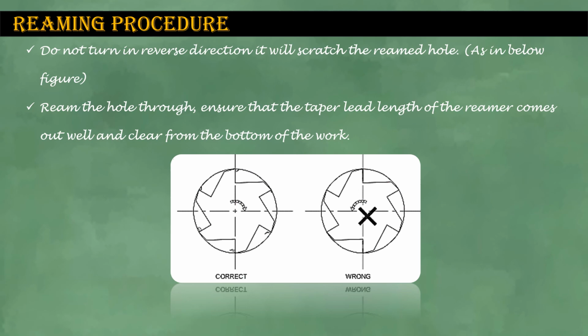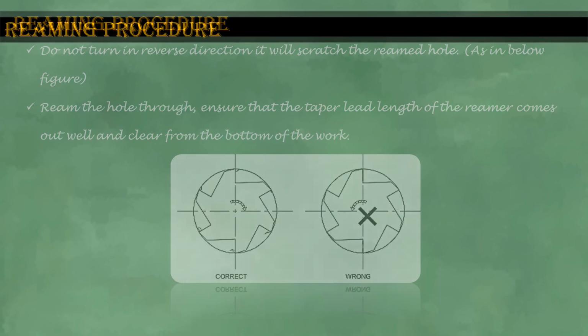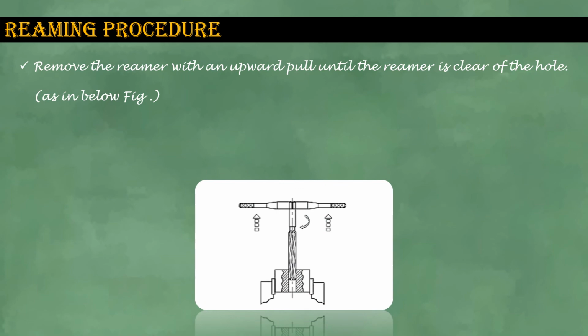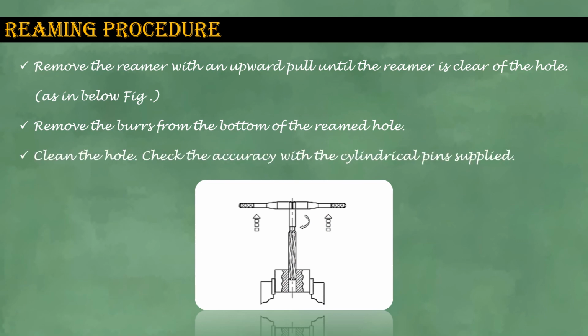Ream the hole through. Ensure that the taper lead length of the reamer comes out well and clear from the bottom of the work. Remove the reamer with an upward pull until the reamer is clear of the hole. As in below figure. Remove the burrs from the bottom of the reamed hole. Clean the hole. Check the accuracy with the cylindrical pins supplied.